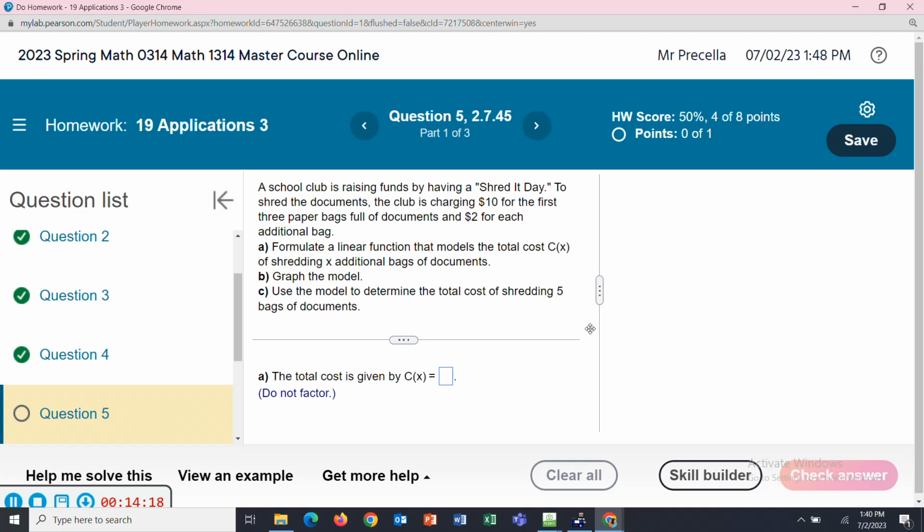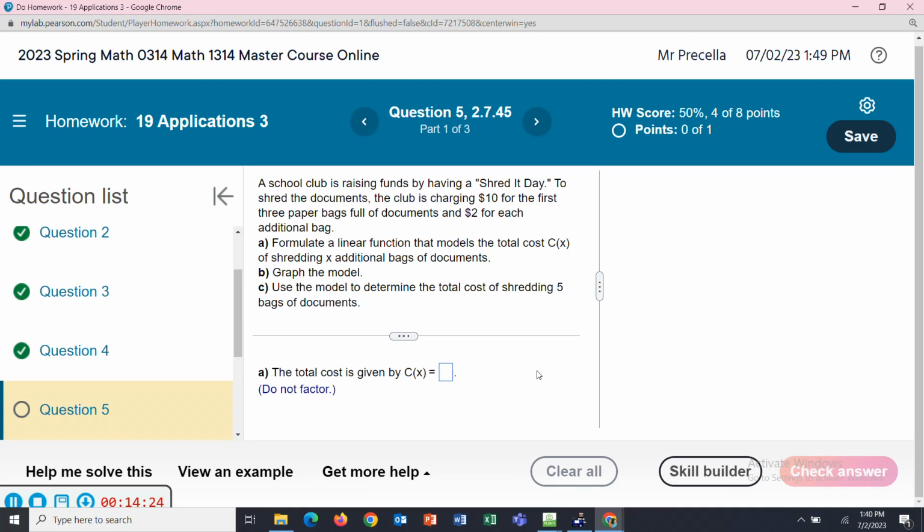Okay, look at this. A school club is raising funds by having a shred-it day. To shred the documents, the club is charging $10 for the first 3 paper bags full of documents and $2 for each additional bag. Formulate a linear function that models the total cost of shredding x additional bags of documents.